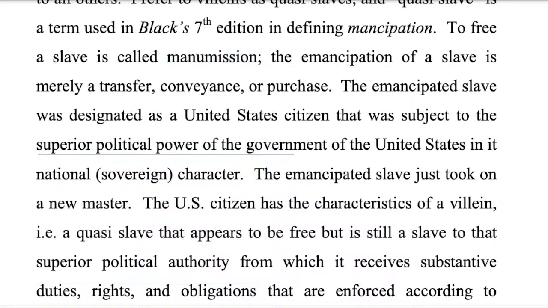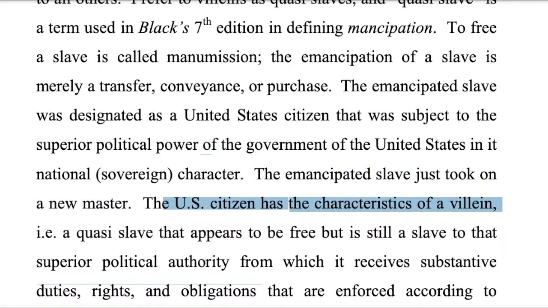All right. To free a slave is called manumission. The emancipation is merely a transfer, conveyance, or purchase. The emancipated slave was designated as a United States citizen that was subject to the superior political power of the government of the United States in its national sovereign character. The emancipated slave just took on a new master.